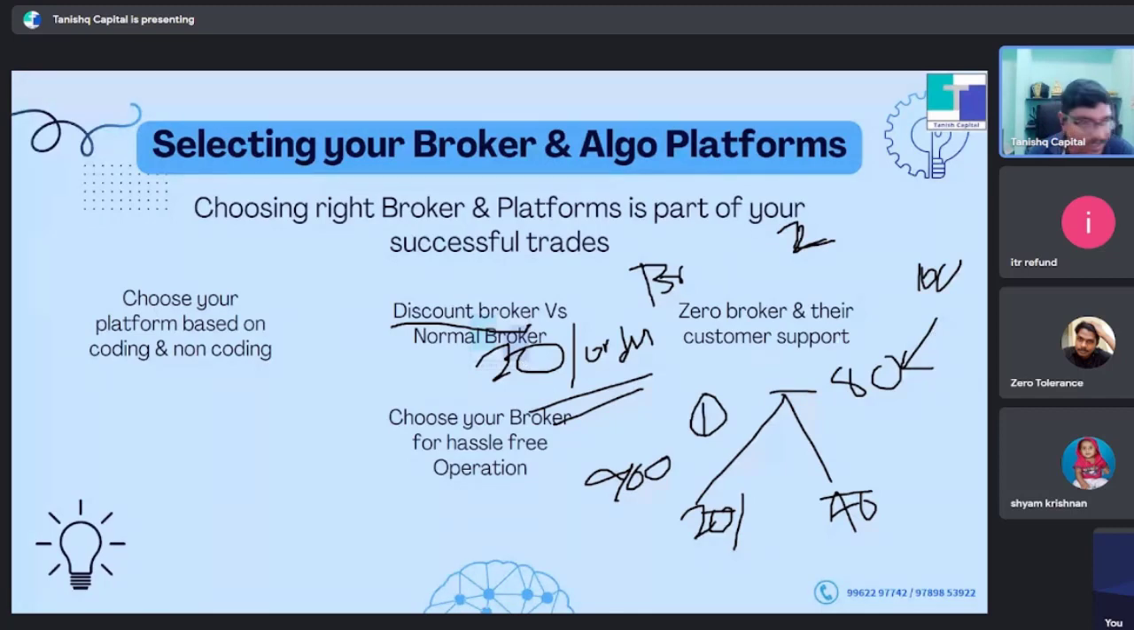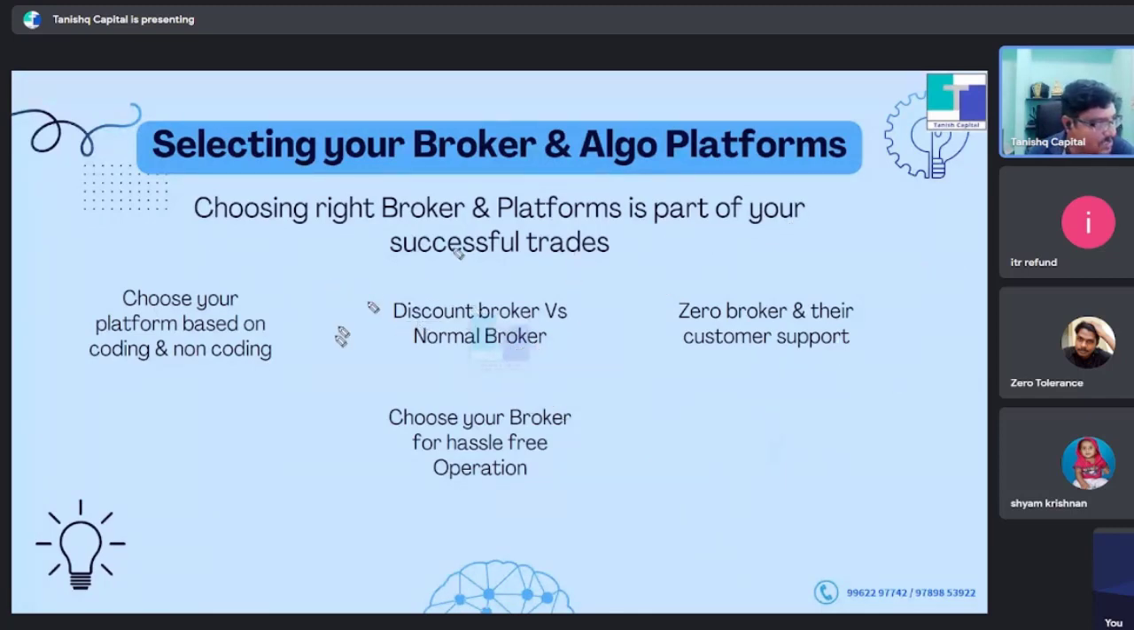I'm not recommending any broker to you. You just need to concentrate on the platform you're going to use. So discount broker, normal broker, and then zero broker. Nowadays Finvasia is coming, even Kotak is coming with zero brokerage.